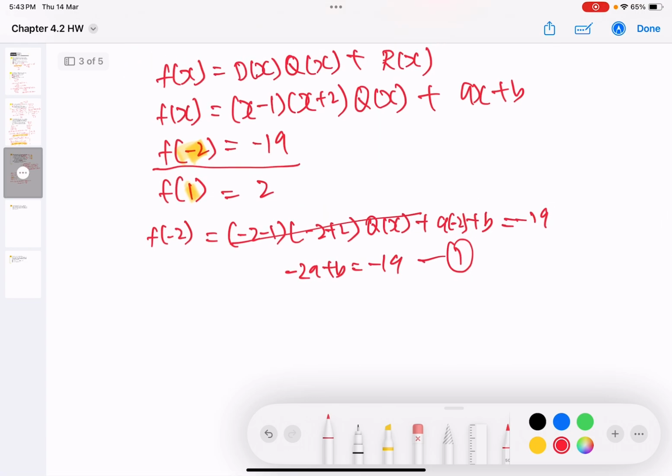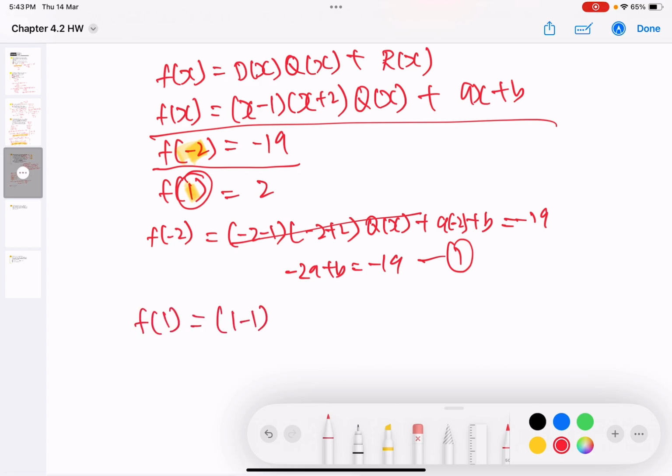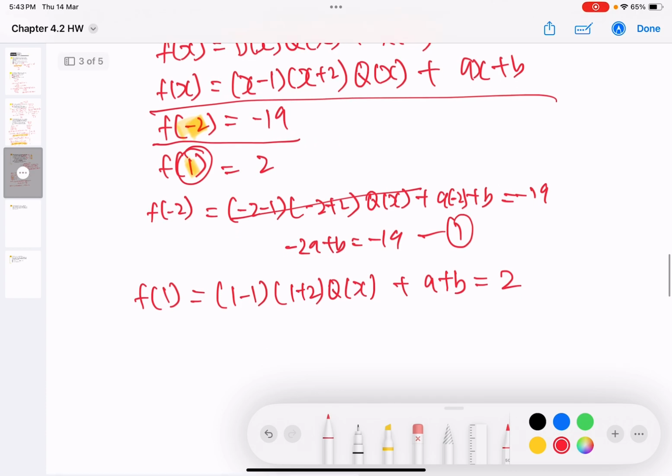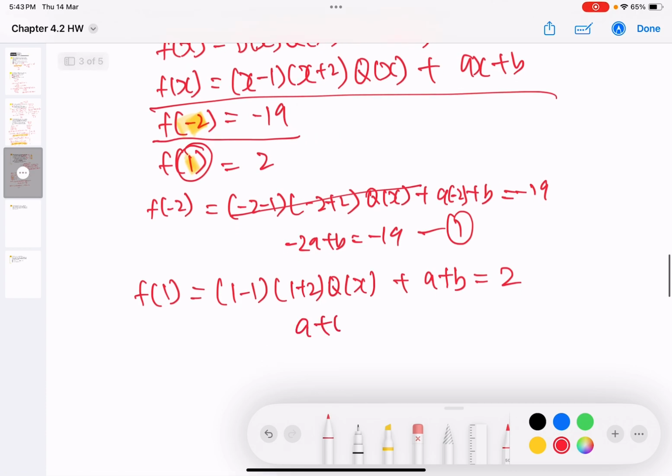I'm going to substitute 1 into this equation. I'm going to realize I'm going to get the same thing, right? 1 minus 1, 1 plus 2, qx plus, my x is 1, so I'm going to get a plus b is equal to 2. Why? Because 1 plus 1 gives me 0. This whole thing is going to cancel out. I'm just going to be left with a plus b is equal to 2. So this is my equation 2.